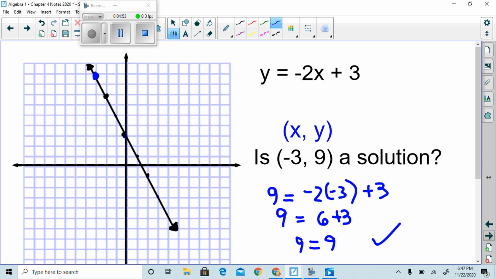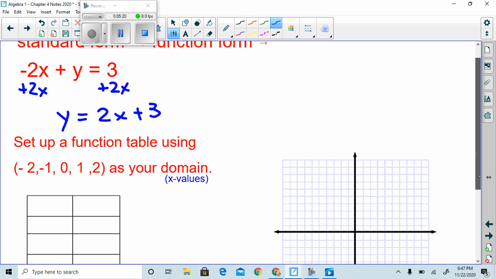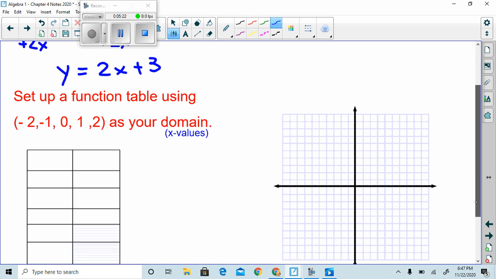We call it an input-output table, we call it a function table, and we're going to take an equation, and if it's not already in function form, we're going to need to first rewrite it. And we've done this before. We'll isolate y. So when I isolate y, I get y is equal to 2x plus 3. We're going to find that there are several ways to graph a linear equation. The first one is with this table of values.